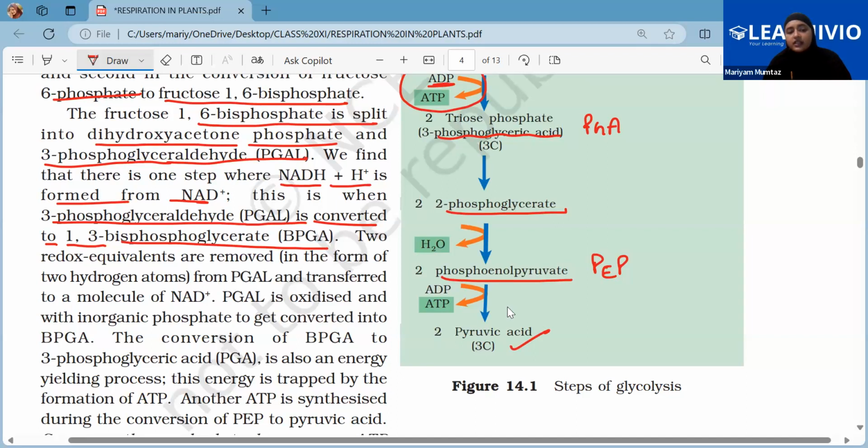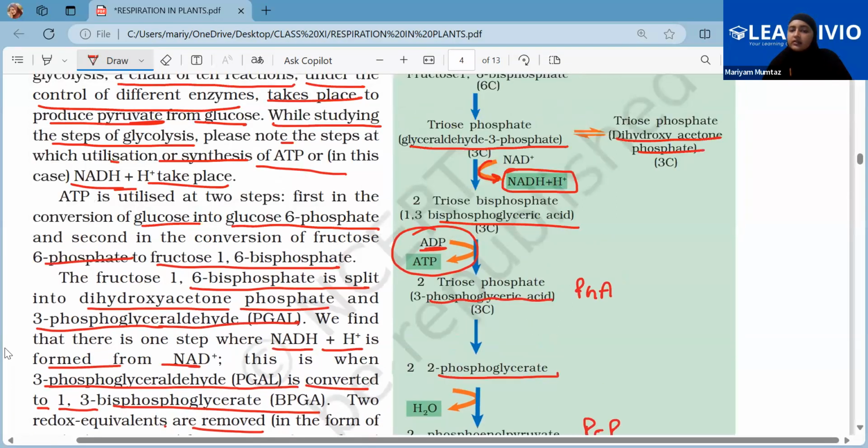Now the two redox equivalents are removed in the form of two hydrogen atoms from phosphoglycerol aldehyde and transferred to a molecule of NAD plus. That is why the NAD is getting converted into NADH. Phosphoglycerol aldehyde is oxidized with inorganic phosphate to get converted into bis-phosphoglyceric acid. The phosphoglyceric acid here is getting converted into bis-phosphoglyceric acid.